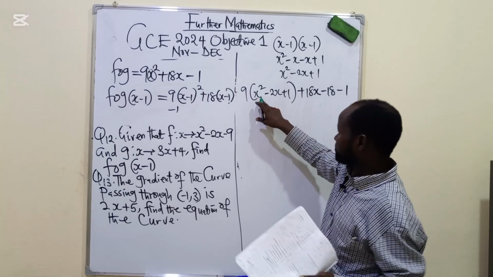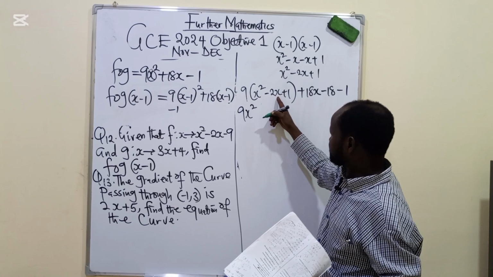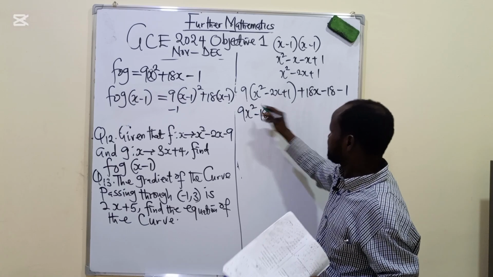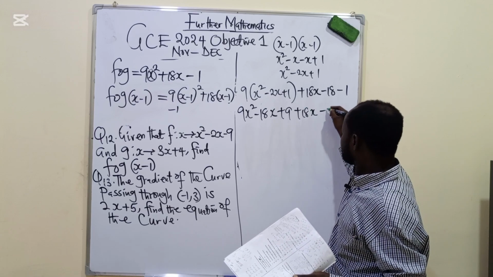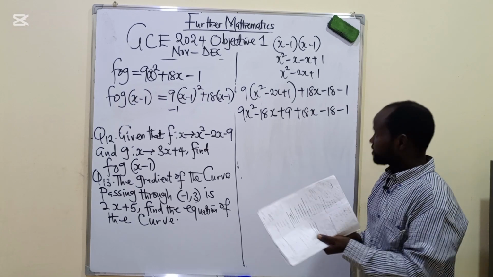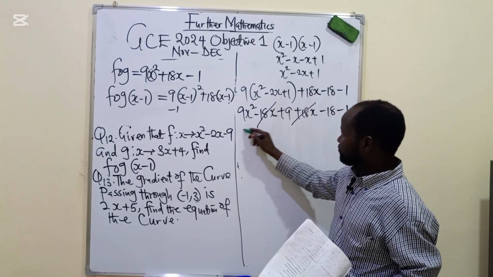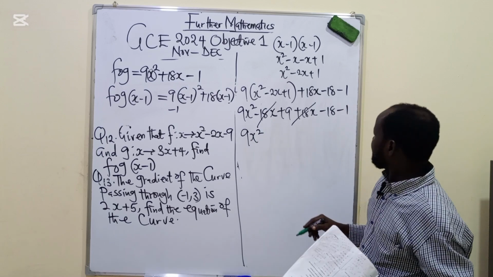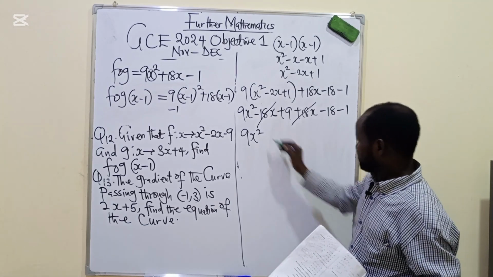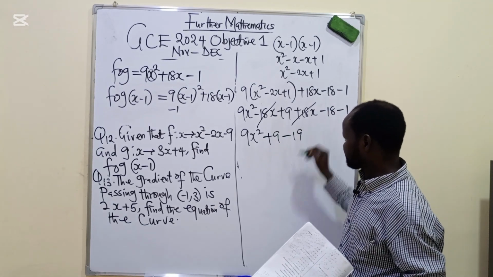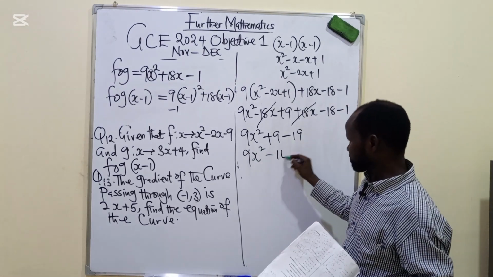Let's clear the bracket. 9 times x squared, that will be 9x squared. 9 times minus 2x, that will be minus 18x. 9 times plus 1, that is plus 9, plus 18x, minus 18 minus 1. Minus 18x plus 18x, that will be 0. We're left with 9x squared. Minus 18 minus 1, of course, will be minus 19. Okay, let me write it. That's plus 9 minus 19. Finally, we have 9x squared plus 9 minus 19 will be minus 10.